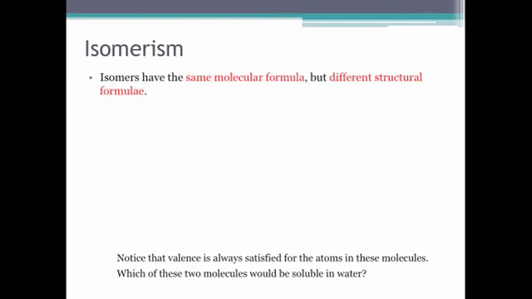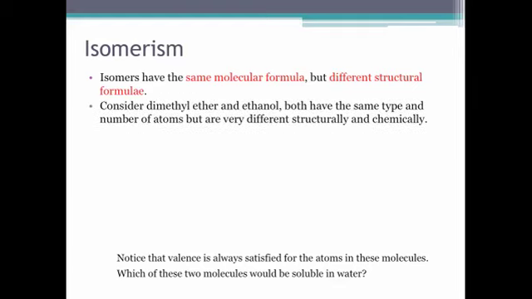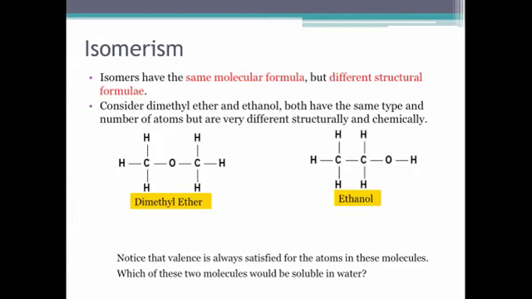Alright, so here's my definition. Now we come up with a different idea, and that is that we have these things called isomers. They have the same molecular formula, but a different structural formula. The best way to illustrate that is by example. If we've got something like dimethyl ether and ethanol, they have the same molecular formula, but they look very different structurally. Let's have a look at them.